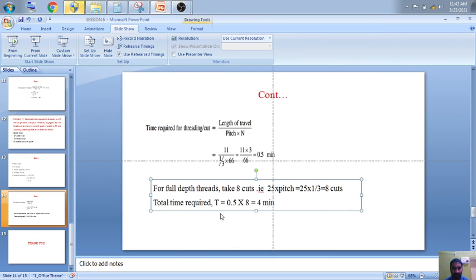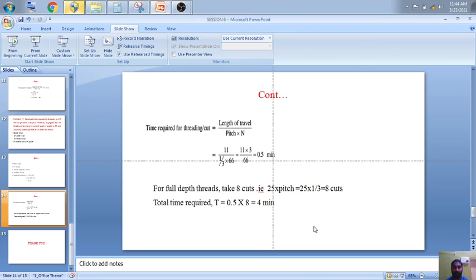The total time required for 8 cuts, at 0.5 for one cut, is 0.5 into 8, which is 4 minutes. 4 minutes is required for the total threading.